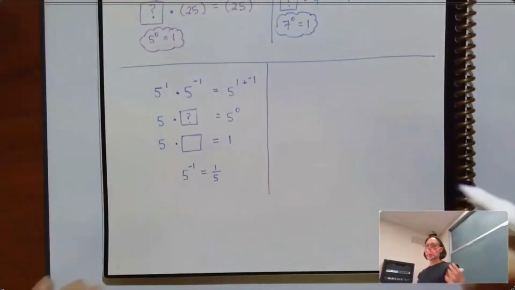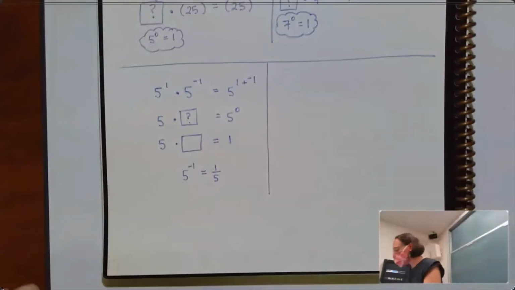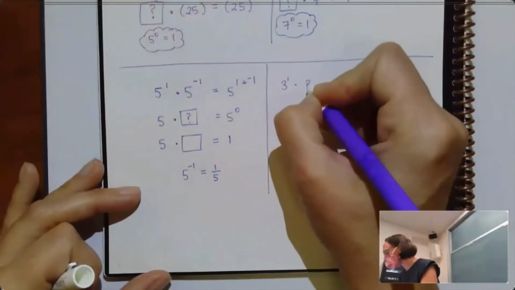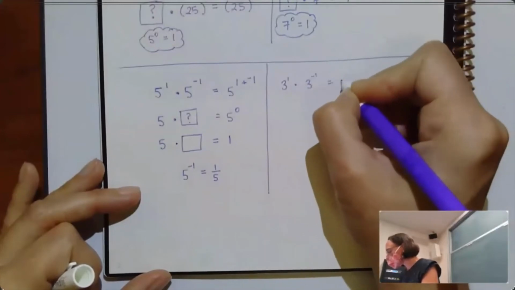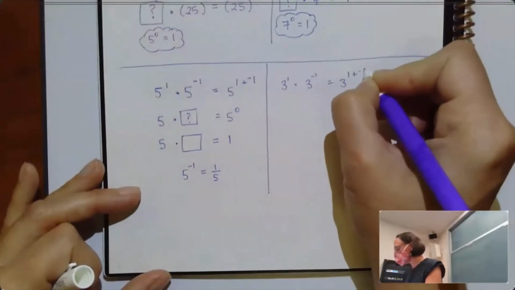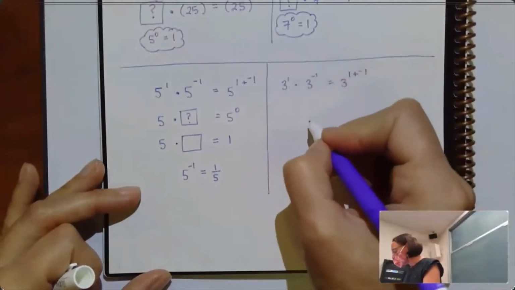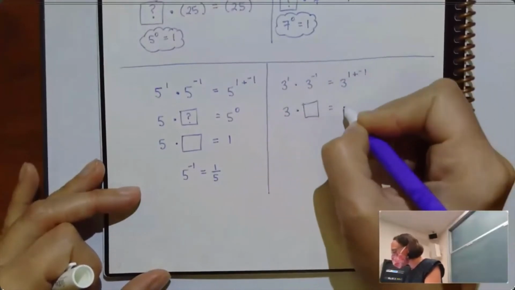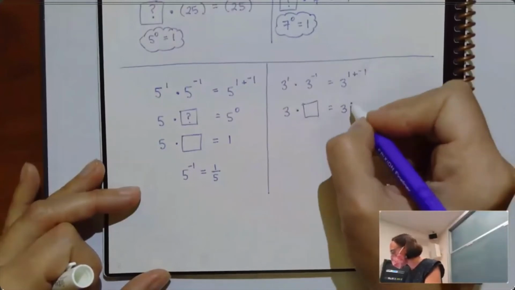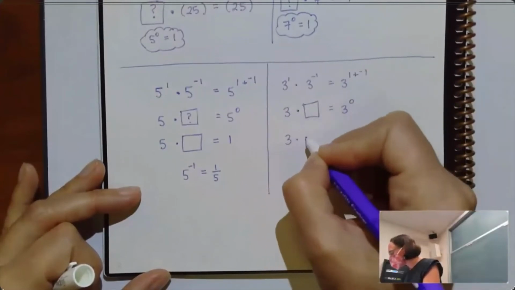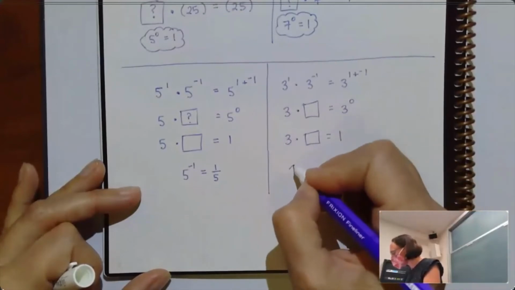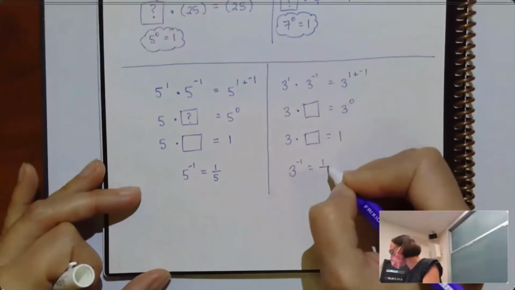This works no matter what number we pick over here, right? If I had 3 to the first times 3 to the negative 1, that's equal to 3 to the 1 plus negative 1. 3 to the first power is 3. If I wasn't sure what goes in this box, 1 plus negative 1 is 0. 3 times something is supposed to be equal to 1. Well, that something is equal to 1/3.